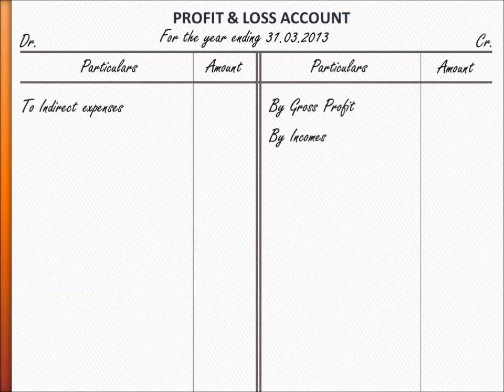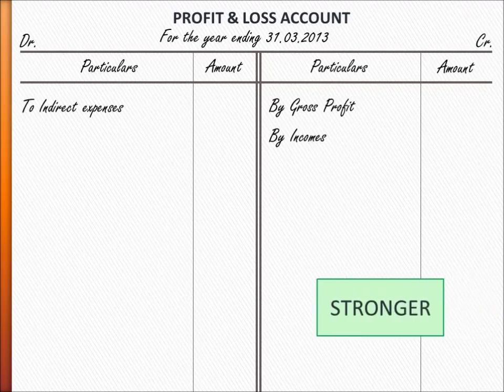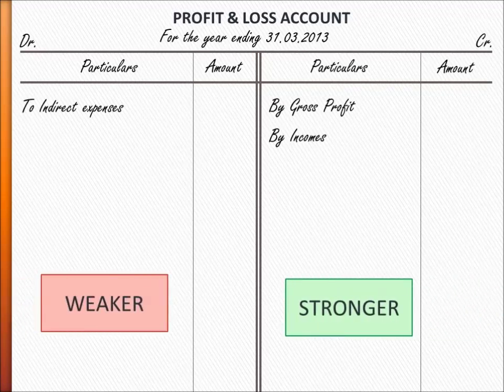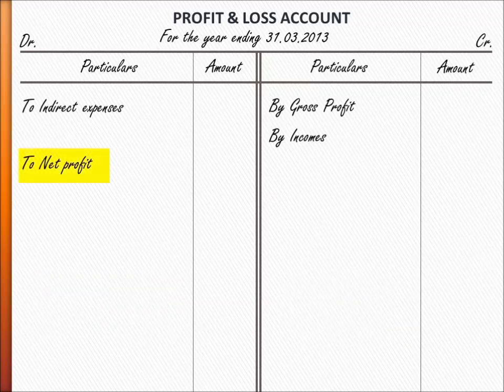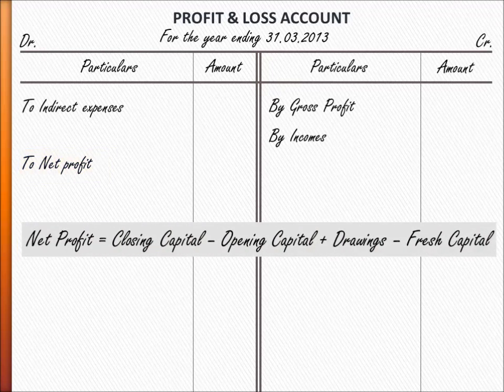I'm going to assume that the total of the credit side is stronger than the debit side. So on the debit side you will have to supply one more figure, called the balancing figure, so that the totals on both sides are equal. That will be your net profit. In this way you can find out the net profit through the profit and loss account. In our previous segments, we used to find the net profit through the formula: closing capital minus opening capital plus drawings minus fresh capital. But now we are going to find the profit through the profit and loss account.